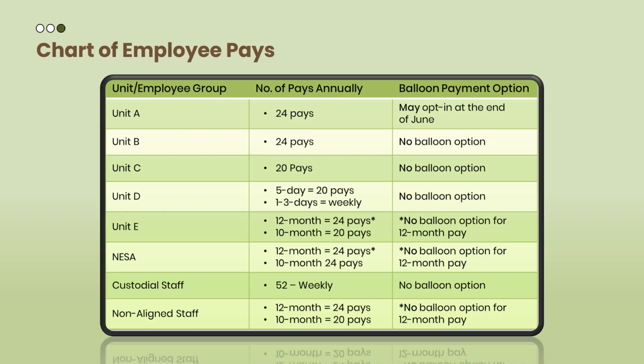The chart of employee pays lists employees by group, displays the number of pays they receive annually, and indicates whether they have the option of a balloon payment at the end of June each year. Eligible employees opting in for the balloon payment made at the end of June will be paid their full annual salary between September and June, with no pay during July and August. Let's take a closer look at the difference between 24 and 20 annual pays.